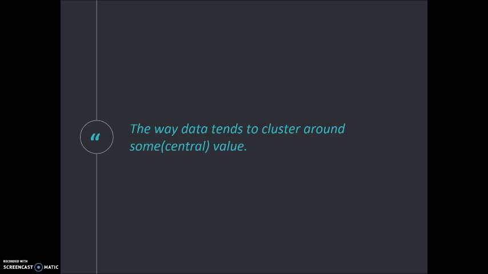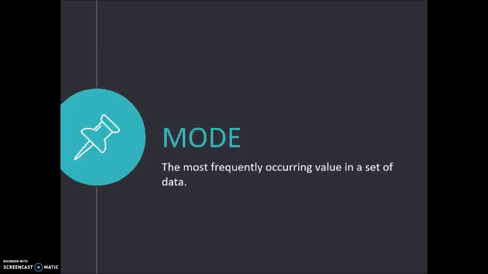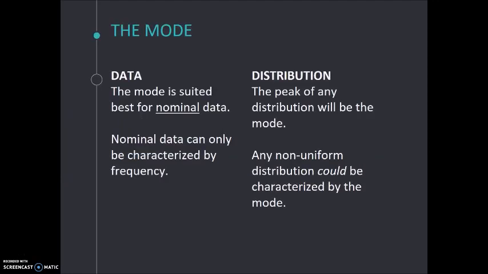Now, there are different ways that we could talk about centrality in statistics. There are three major types of measures of central tendency that discuss centrality in a different way. So there's the mode, the median, and the mean. The mode discusses centrality in the sense of what occurs most often or what's common. So the mode is defined as the most frequently occurring value in a set of data. Now, the mode is particularly well suited for nominal data.